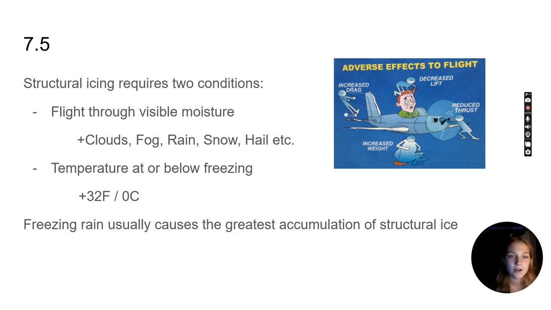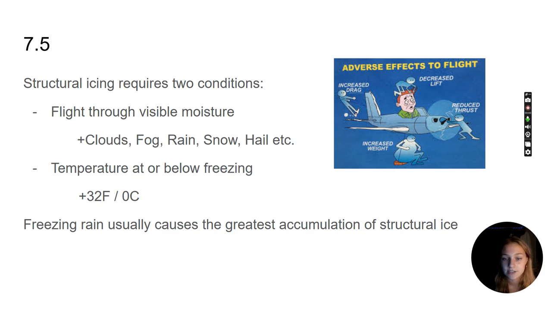Alright. Now we're on to icing. So structural icing requires two things. A flight through visible moisture. Visible moisture would be like clouds, rain, fog, snow, hail, etc. So things you can see. And temperature will have to be at or below freezing, which is 32 degrees Fahrenheit or 0 degrees Celsius.